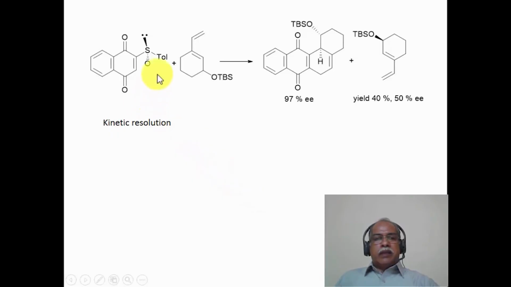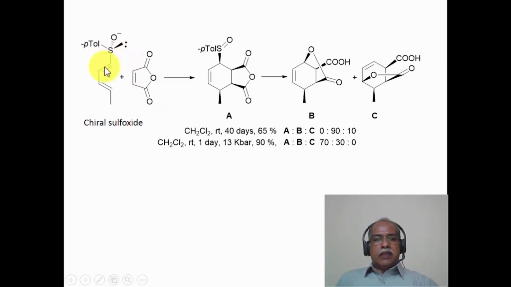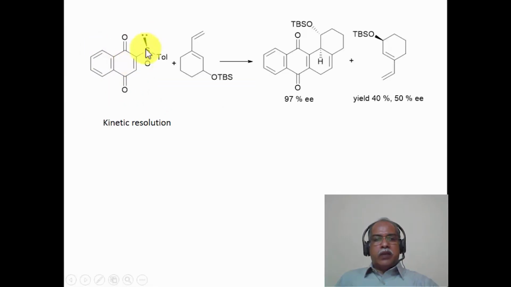Another example where the sulfoxide is actually attached to a dienophile. In the earlier case it was attached to a diene, now it is attached to a dienophile. Now let me first say something about the kinetic resolution. Kinetic resolution is a reaction where you take a racemic mixture of a compound and only one enantiomer reacts preferentially, or one enantiomer reacts much faster than the other enantiomer, thereby producing the cycloadduct or the reaction product from one enantiomer, leaving the other enantiomer intact.